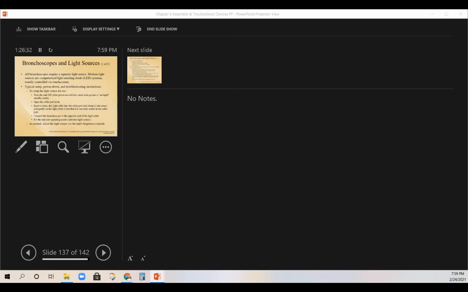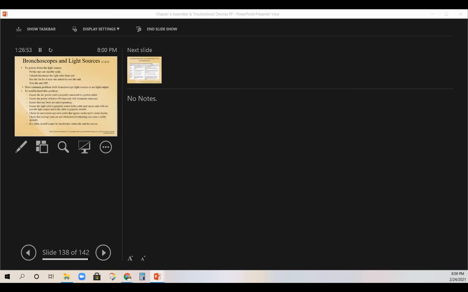Open the cable port latch. You're going to insert a clean, dry light cable into the cable port and clamp it into place. Pull gently on the light cable to test that it's securely seated in the cable port. Connect the bronchoscope to the opposite end of that light cable. Put the unit into the operating mode, and that activates it. So as needed, adjust the light output via the unit's brightness controls. To power down, you're going to put it in standby mode. Unlatch the light cable. Run the fan for at least 1 minute to cool and turn it off.